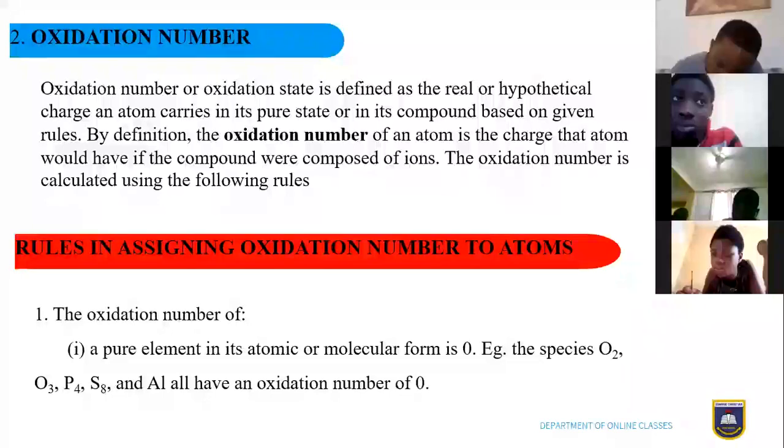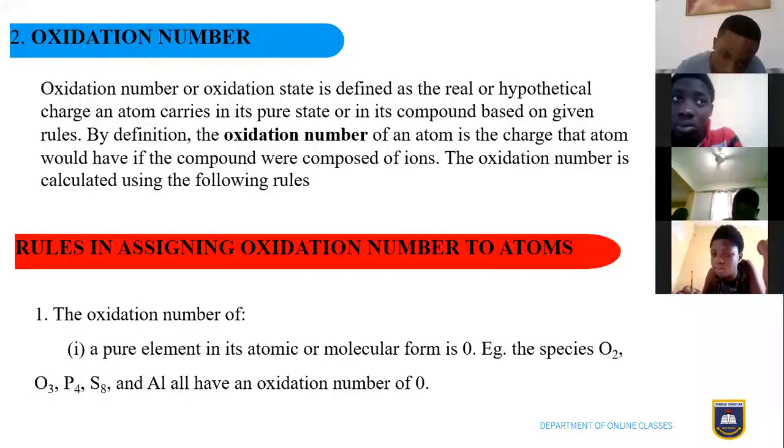You have just one element. The oxidation number it has is 0. If there's no charge on it, it's 0. So you see O2, that's oxygen gas. This oxidation number is 0. So if I ask you what is the oxidation number of the element oxygen in the molecule O2, you tell me it's 0.